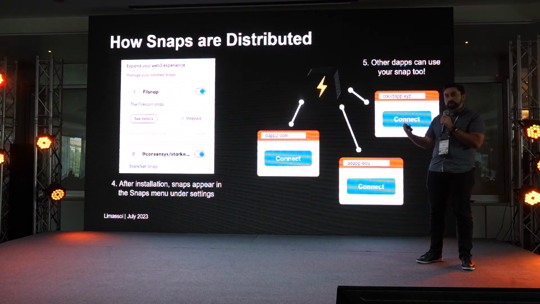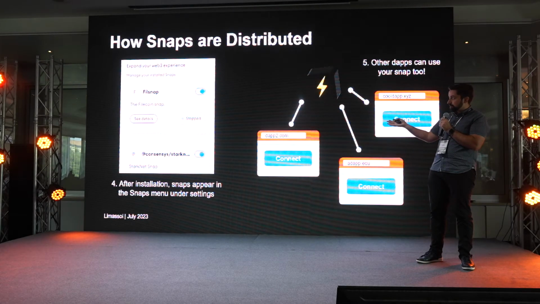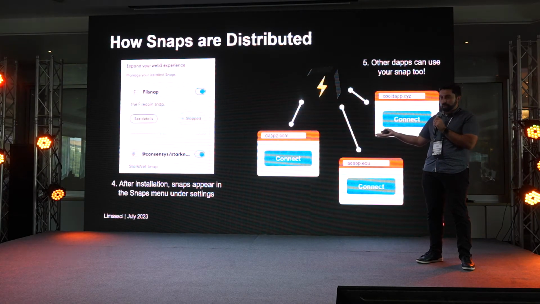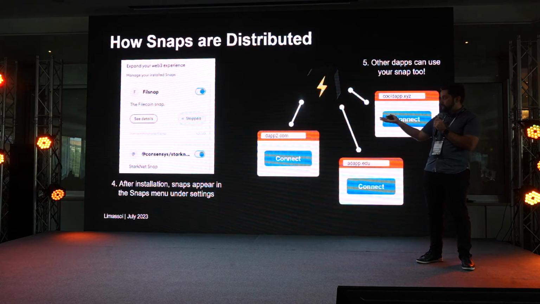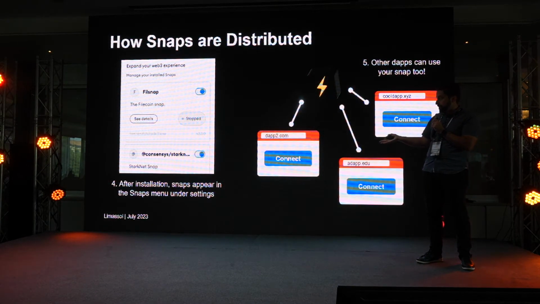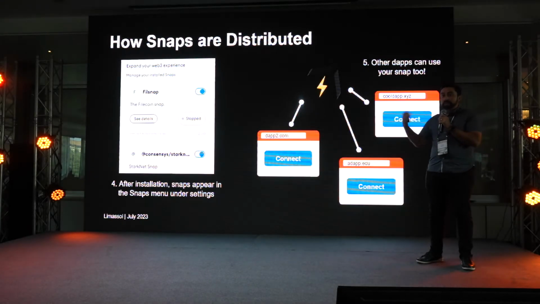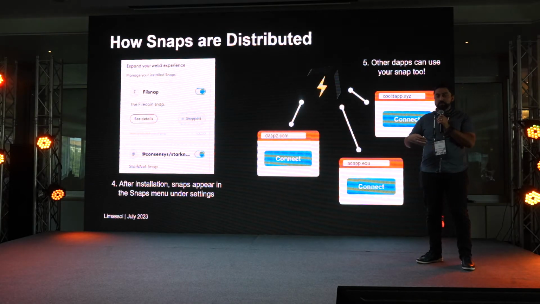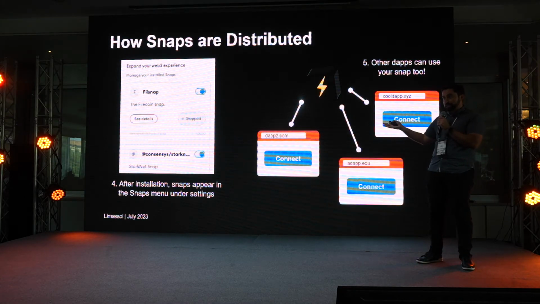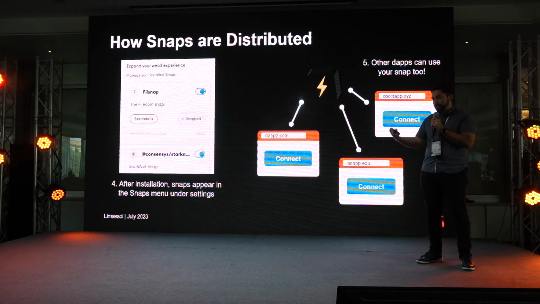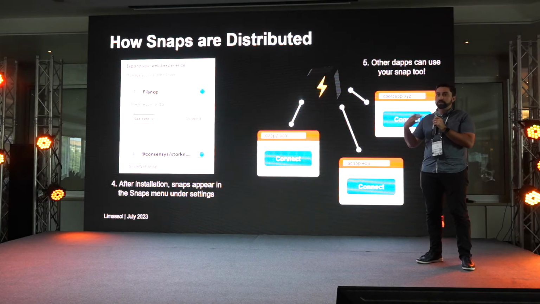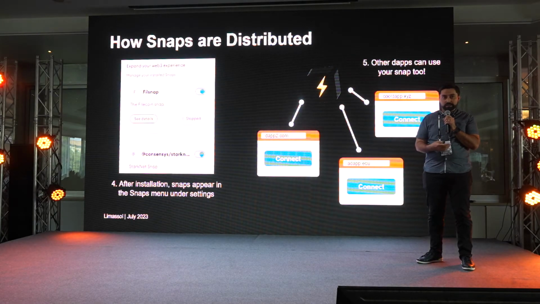Once you've installed a snap, you have something like this within MetaMask. This is a menu where I have all my installed snaps. In this case, I have a FilePoint snap and a StarkNet snap installed. I can view them and manage them from my settings. And then other dApps can interact with that snap. If I have a FilePoint snap installed in MetaMask, then various FilePoint websites can talk to that snap and use it to provide FilePoint functionality in MetaMask.